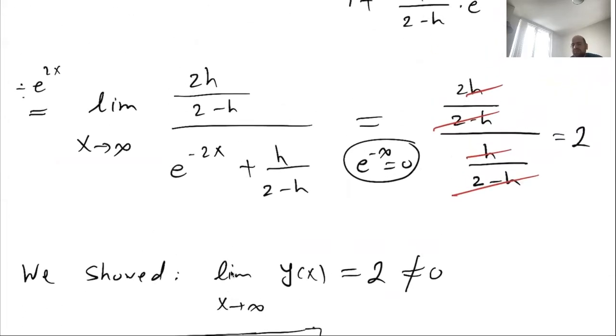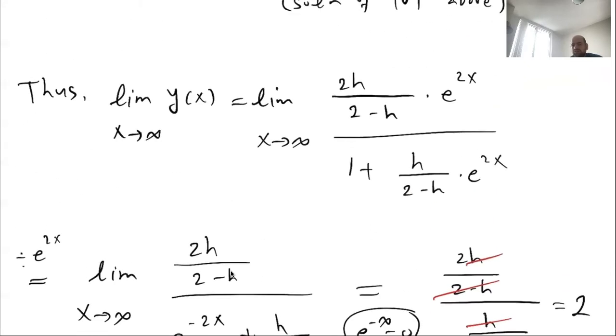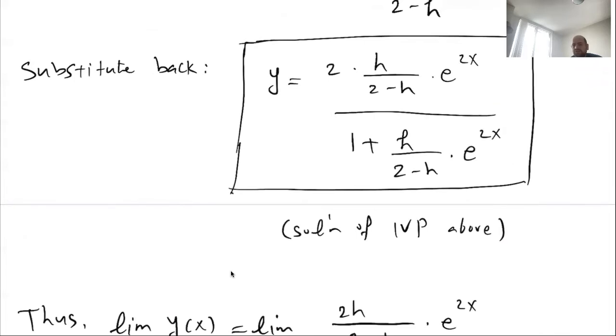We saw that with the initial condition y of 0 equals h, the solution will be this function. So when I say solution of IVP above, I mean the solution of the IVP y prime equals y times 2 minus y with y of 0 equals h. The solution will be this function, which is a function totally different than 0. If the initial condition was 0, the solution would be y equals 0. If the initial condition is y of 0 equals h, the solution will be this.